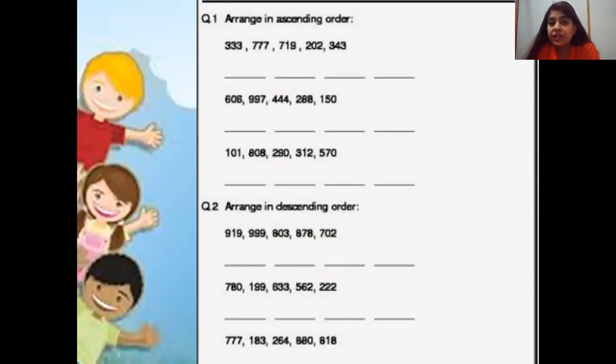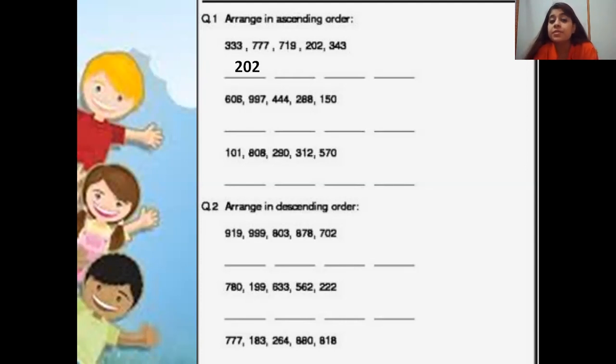Now, can you see there are few numbers that are written on the screen? It is 333, 777, 719, 202 and 343. Now, which is the smallest number? Look at the hundreds place first. The smallest number is 202.